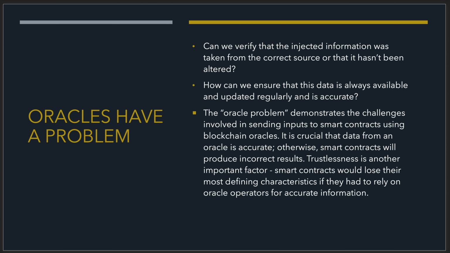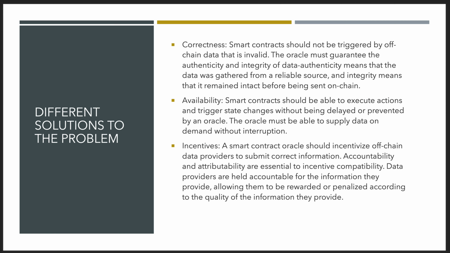So you have trustlessness as another important factor. Smart contracts would lose their most defining characteristics if they had to rely on oracle operators for accurate information. So you really want to make sure that you're getting the information, but you can trust it, but you don't necessarily have to trust it if you don't need to. It's a weird zero trust kind of balance that you have to strike here. You still have to be able to function, but you still have to be able to validate the data, or at least validate where the data came from. And that can be difficult to solve.